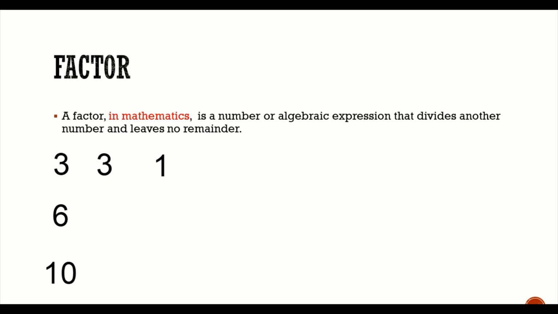a prime number. If you look at 6, so 6 will divide 6 as well as 3 as well as 2 and 1. And if you look at 10, you'll have 10, you'll have 5, you'll have 2, and you'll have 1. So these are the factors that will divide 10 without leaving a remainder.